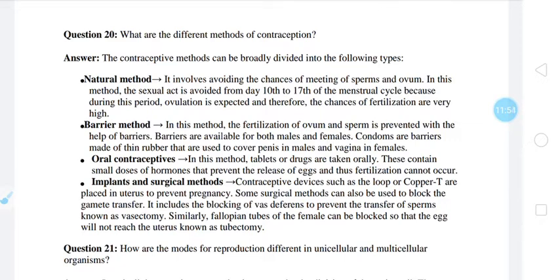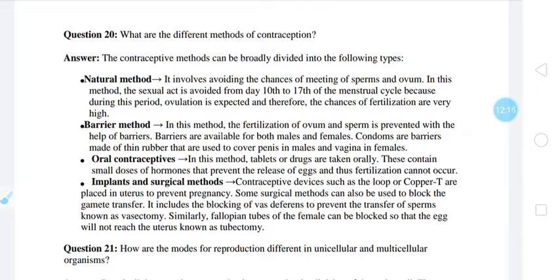Then the barrier method is there. In this method, the fertilization of ovum and sperm is prevented with the help of barriers. Barriers are available for both male and female. Condoms are barriers made of thin rubber that are used to cover the penis in male and vagina in female. We discussed this while covering contraceptive methods.